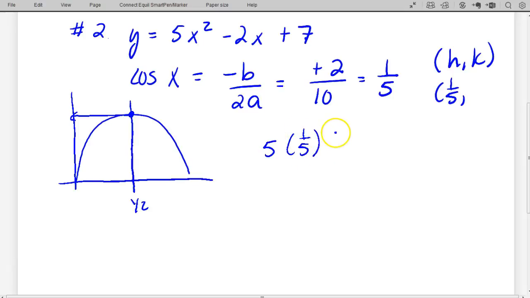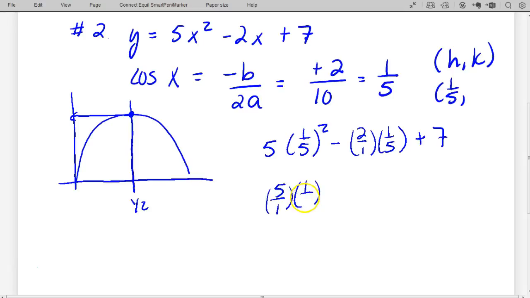So (1/5) squared minus 2 over 1 times 1 over 5 plus 7. So 1/5 squared is going to be 1/25. So 5 over 1 times 1 over 25 minus, let's see, let's reduce this. So this becomes 5 over 25, which is just 1/5. So it's just 1/5 anyway, right?